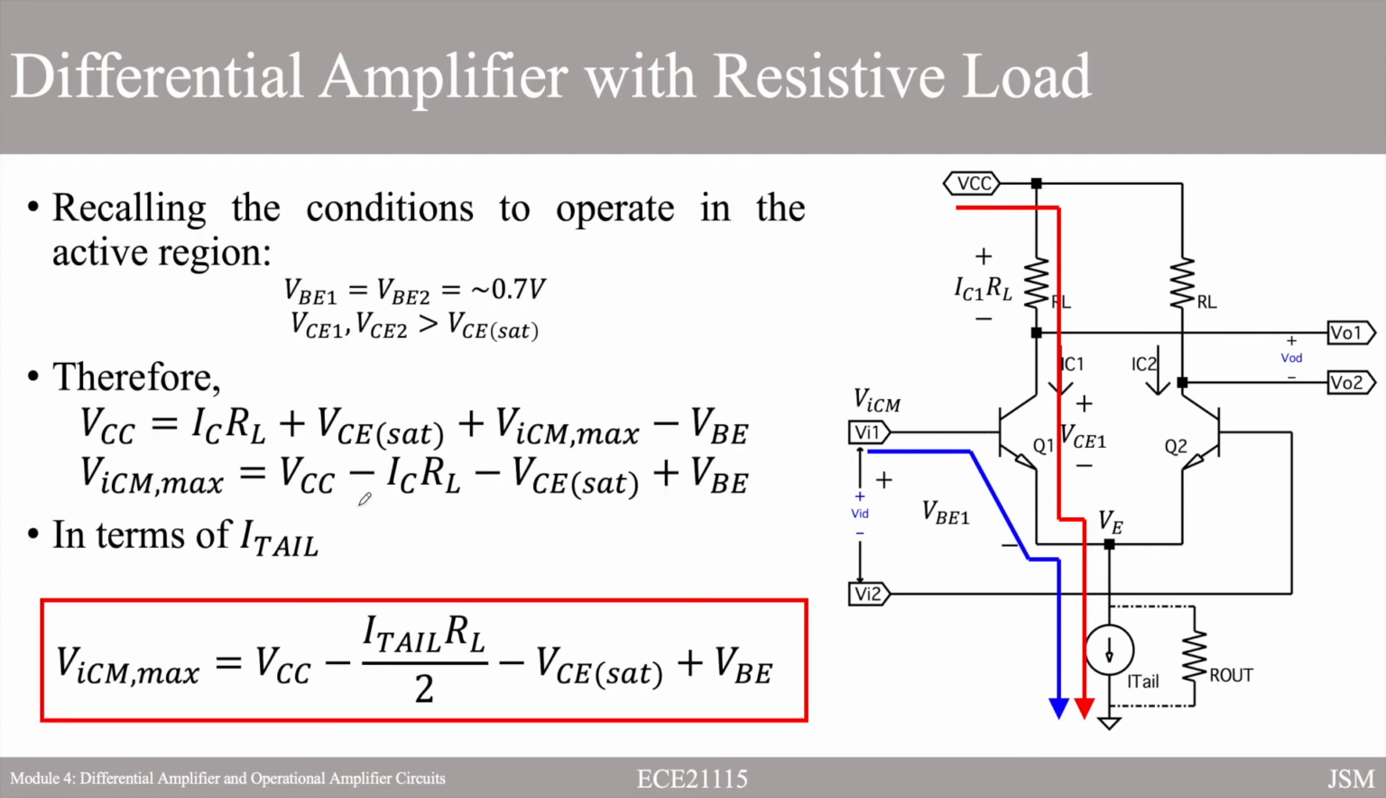So, the worst case in our output loop equation is when the input common mode voltage is at its maximum. Because when Vicm is maximum, VE is high. If VE is high, and we have a constant current here of I tail over 2, it means our VCE1 needs to decrease. So, VCE1 will decrease. How far can it go? As said earlier, the minimum voltage of VCE for our transistor to operate in the active region is VCE sat. That is why we have VCE sat here.